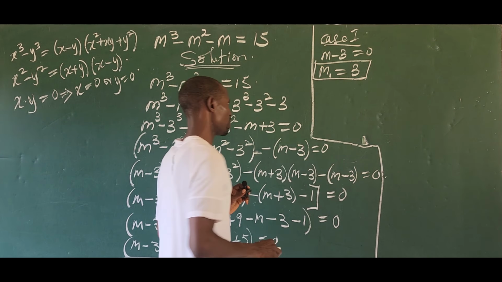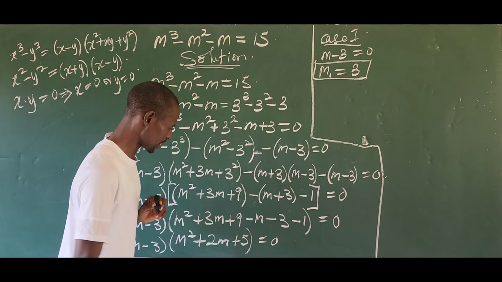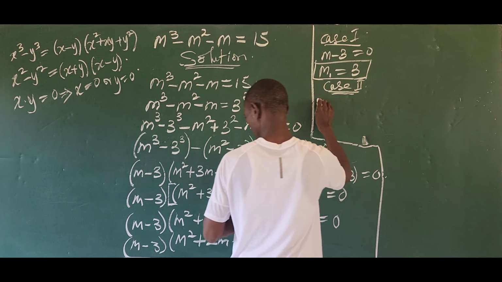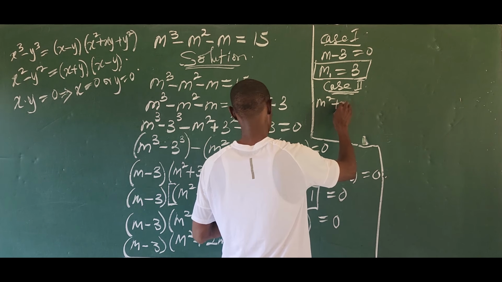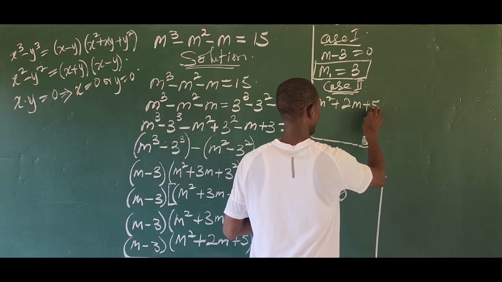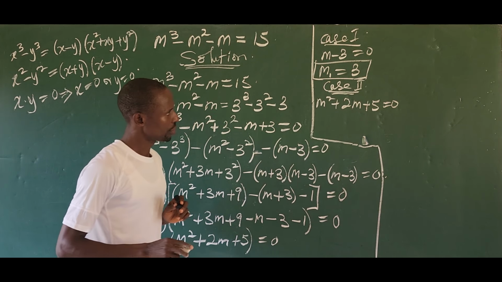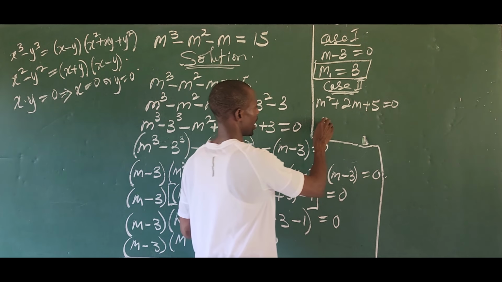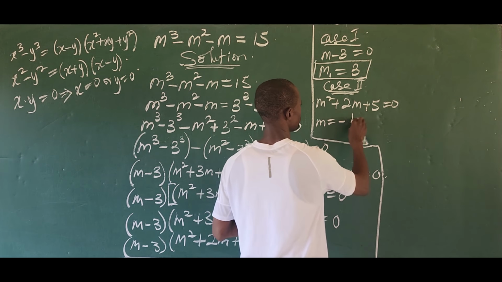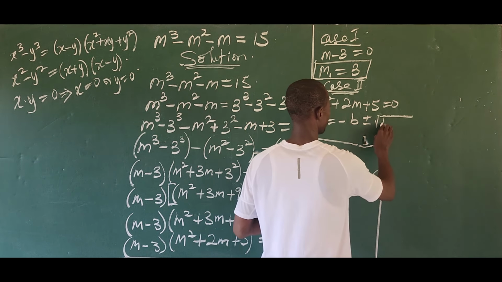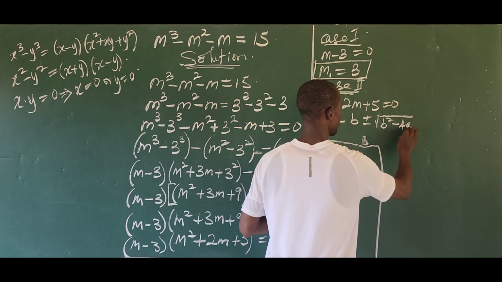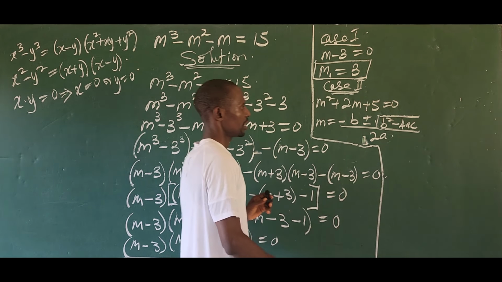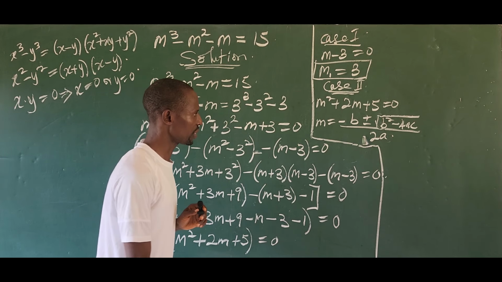Now, how do we get the other two roots? We're going to get them from this quadratic equation here. So our case 2: we have m to the power of 2 plus 2m plus 5 equal to 0. In this case, we want to use the formula method. Applying the formula method, m is equal to minus b plus or minus the square root of b squared minus 4ac, all over 2a. Simple. So we just have to substitute into the system.